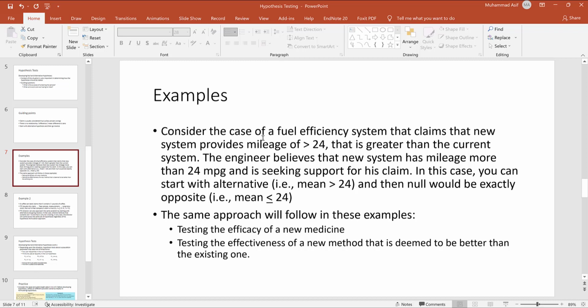Another way to formulate this hypothesis would be that researchers start with the null hypothesis, and their null hypothesis would be that the new system is as efficient as the existing one. In that case the null hypothesis would be that there is no difference, the old system and the new system are the same, or the difference in the mean efficiency of the two systems is equal to 0. And in that case, the alternative hypothesis would be that no, there is a difference between them, or the mean difference of the two systems is not equal to 0.